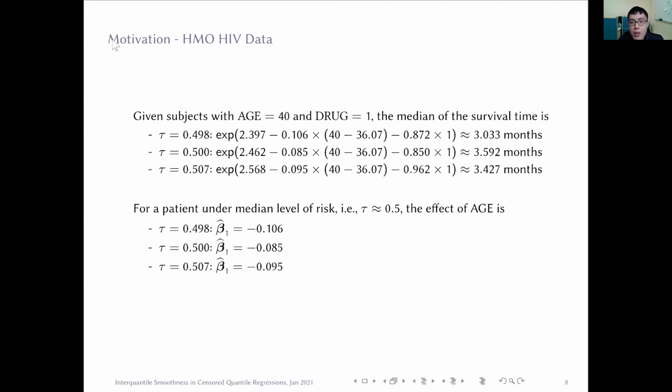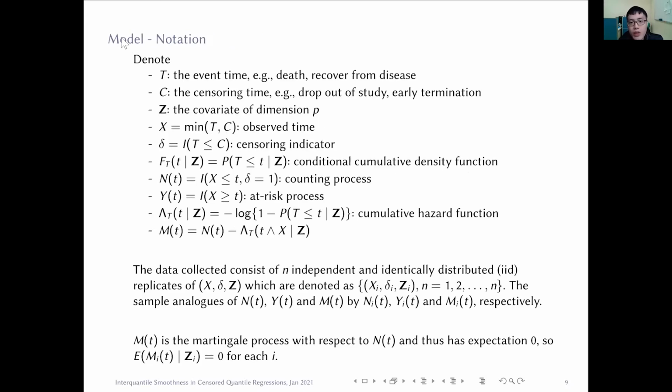Now let's go to our model. We have the notation for the event time T, censoring time C, covariate Z, the observed time, which is the minimum of the event time and the censoring time, the censoring indicator, the CDF of the event time, denoted by big F, the counting process of the failures, the at-risk process, and the cumulative hazard function. Notice that we can only observe X, delta, and the covariate Z.